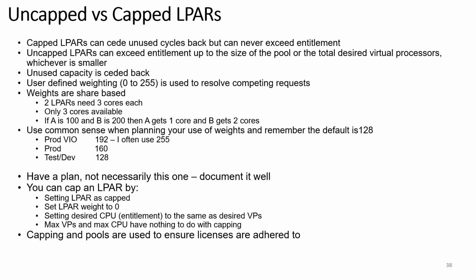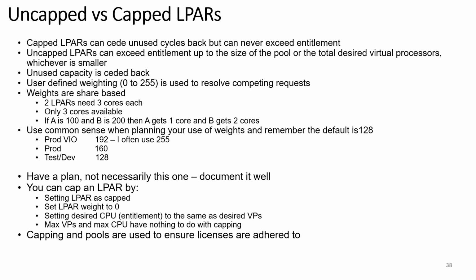So when you're planning your weights, you need to use common sense and make sure that things are put in the correct place. As an example, for my production VIOs, I'll use 192, or quite often I use 255. It makes them the most loved ones. Maybe I'll set production at 160 and test development at 128. Essentially, you need to have a plan. It doesn't have to be one, but you need to know when an LPAR is added, what should the LPAR be set to for a weight if it's going to be a shared LPAR that is uncapped.